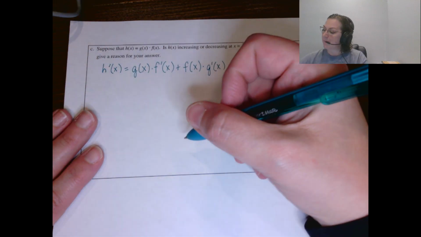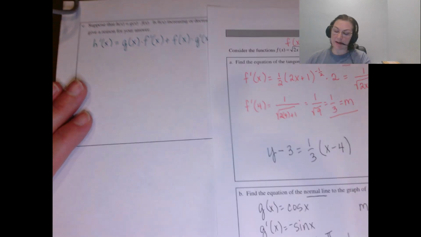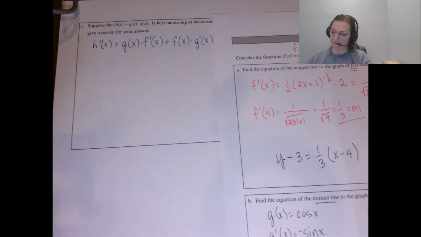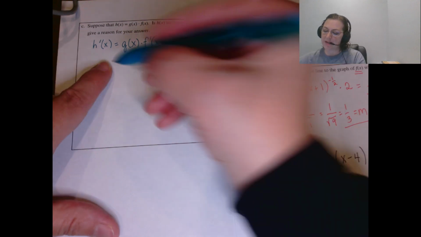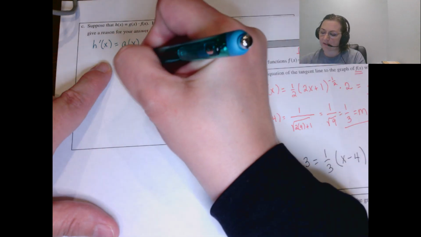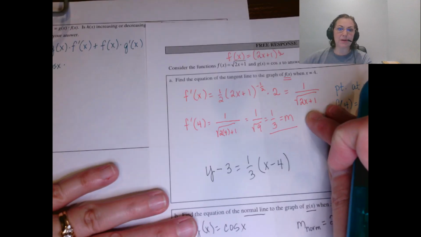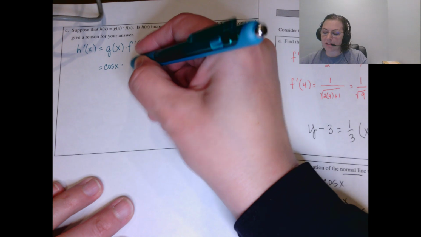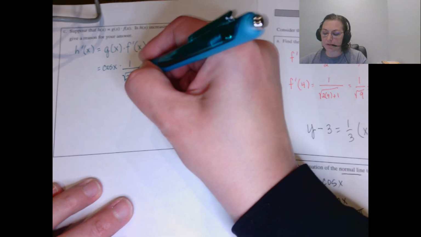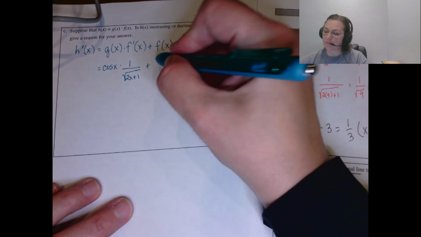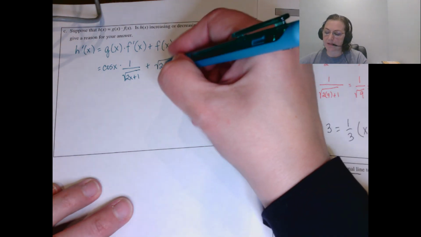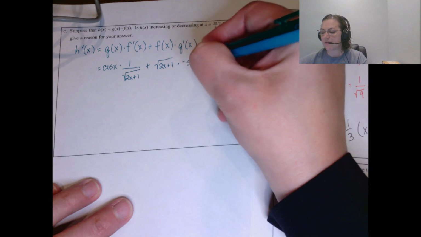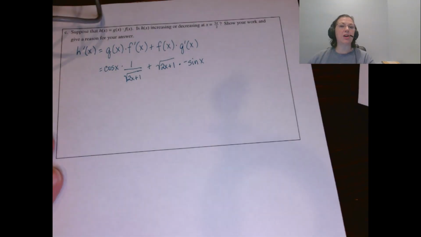And I need to go ahead and put in my functions. Now remember, from the work we've already done in parts A and B, we have these derivatives, and we have the functions. So let's put them in. I've got cosine for g of x. f prime of x, remember, we found back in part A, 1 over the square root of 2x plus 1. A lot of times, when we do a free response question, we see that they build on each other. So don't try to waste time reinventing the wheel. Use the pieces and parts that you already have to help speed along the process.